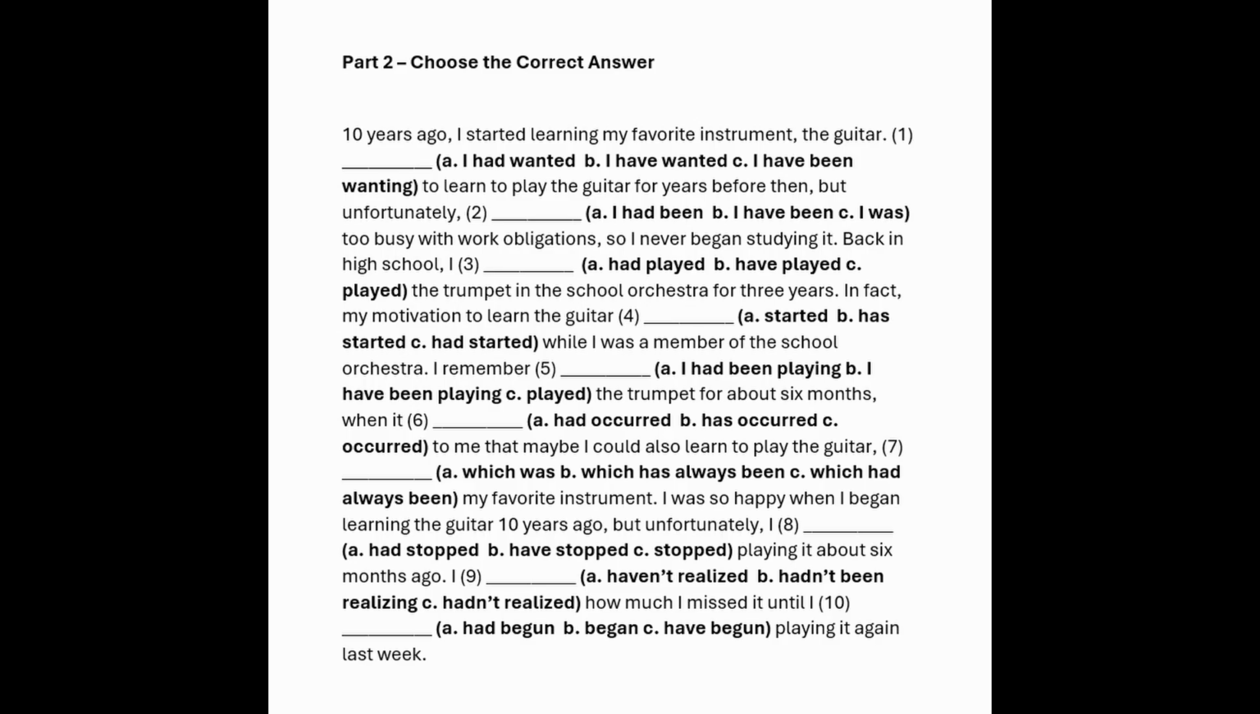I had wanted, I have wanted, or I have been wanting. What do you think? I had wanted is past perfect. I have wanted is present perfect. I have been wanting is the present perfect progressive. So what do you think is appropriate in this context?